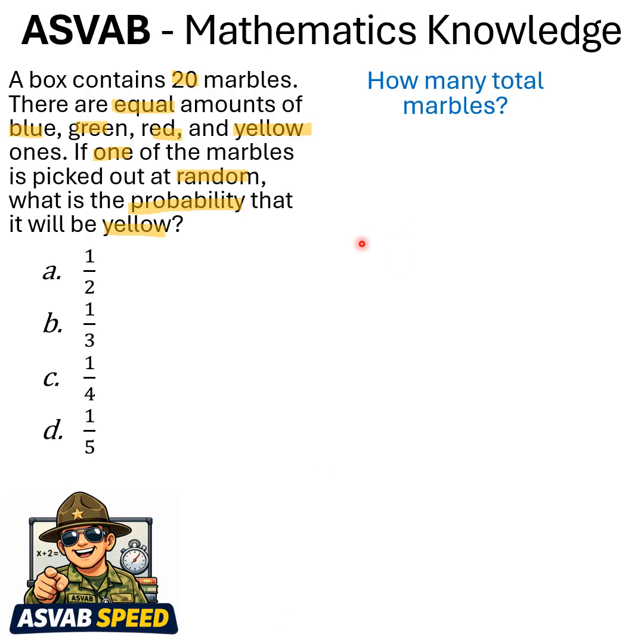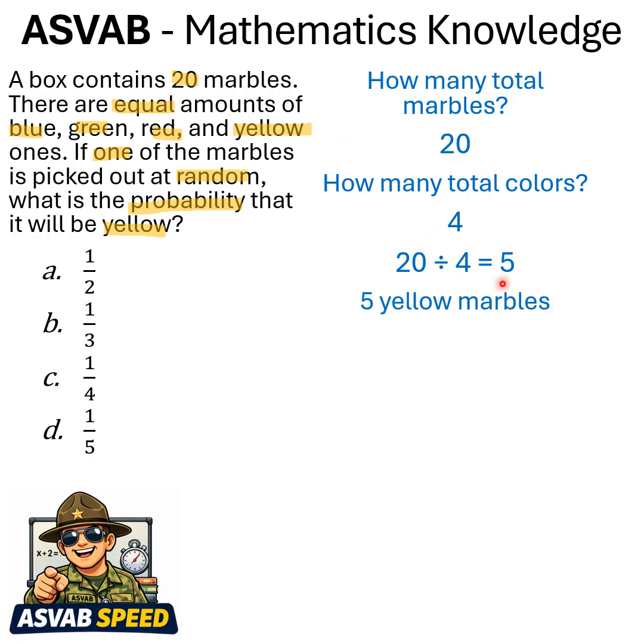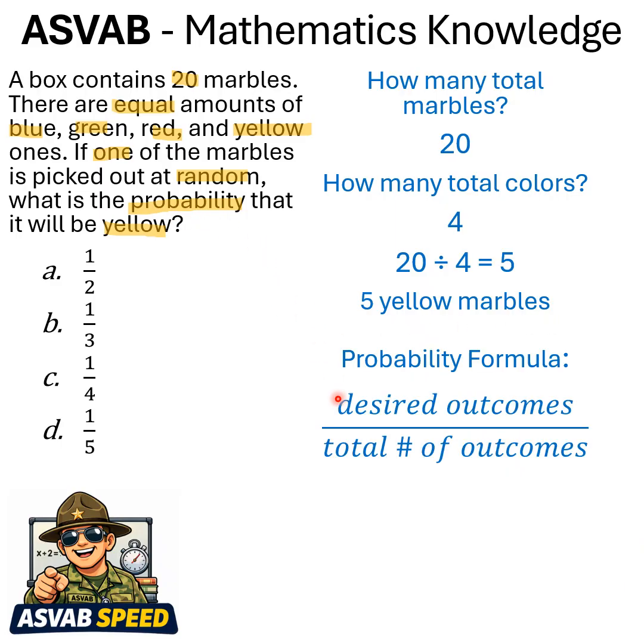So what do we need to know? How many total marbles? 20. How many total colors? 1, 2, 3, 4. And if we take 20 divided by 4 equals 5, what does 5 represent? 5 yellow marbles. But that's not the answer. We need the probability. And the probability formula is desired outcomes over total number of outcomes. Our desired outcome is a yellow marble. Our total outcome is how many marbles there are. So we take 5 over 20, reduces to 1 over 4. So the answer is C, 1/4.